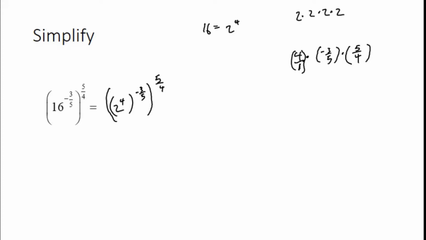Some of this is going to simplify out. So this 4 is going to simplify with this 4, just like how this 5 is going to simplify with this 5. So all we have left now is negative 3 over 1, which is just negative 3. That means that our answer is going to still have the base of 2, but our power, because we're raising a power to a power and multiplying, our new power is going to be negative 3.